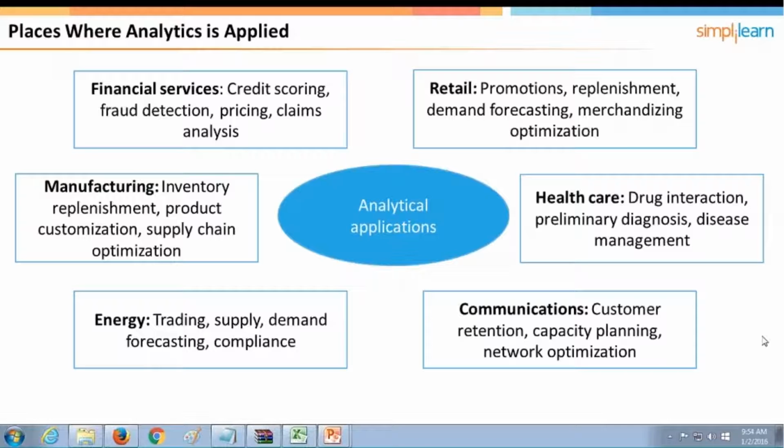Or if there are two things, one is selling high and the other one is selling low, but both the things have some association, then I'll try to combine the two products and sell them in the market so that I can sell both the products together.